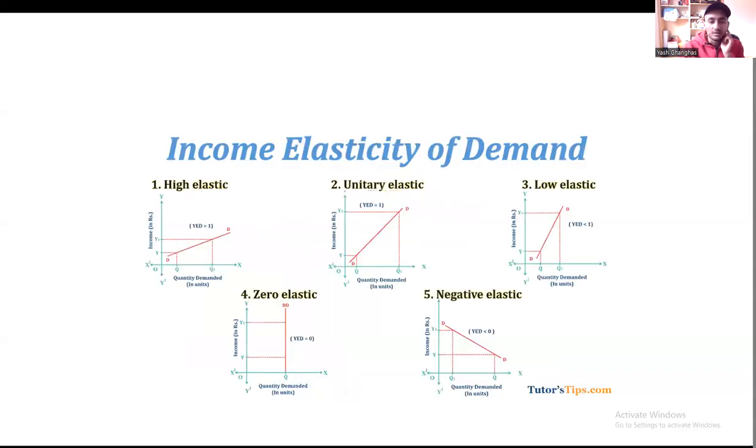And these are some types that we would see through the income elasticity. The first is highly elastic, then unitary elastic when the value is equal to 1. Highly elastic is when the value is more than 1, and low elastic when the value is less than 1. Zero elastic when the value is 0. And the last, negative elastic, this is just for, I think, the supply curve. So these are the types that we need to look at before doing the exercise or any kind of elasticity thing.